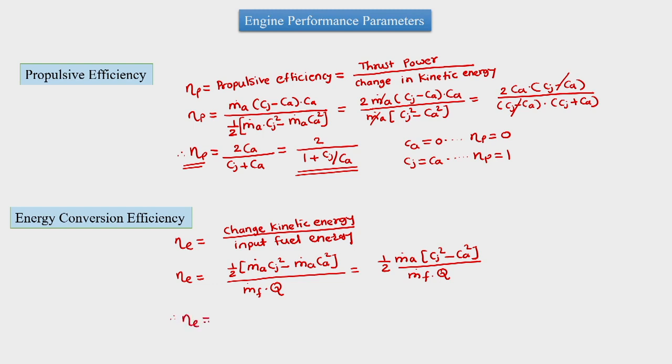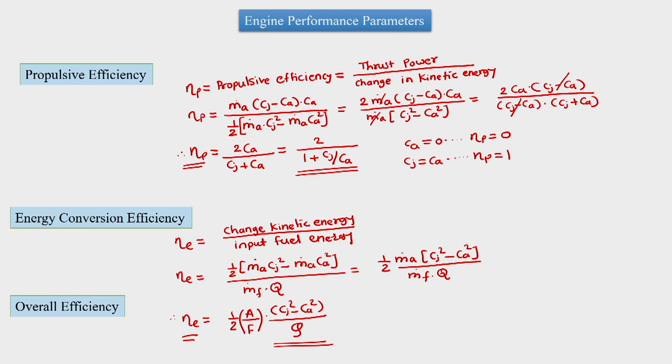Further, this can be written based upon the air fuel ratio of an engine as A by F into Cj square minus Ca square divided by Q. So this is the formula for energy conversion efficiency of an engine. So this is the second performance parameter, in terms of efficiency of an engine.